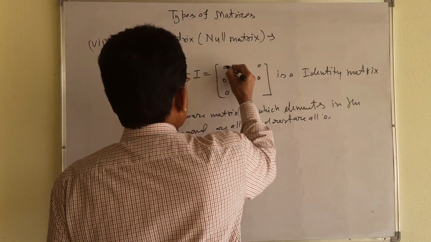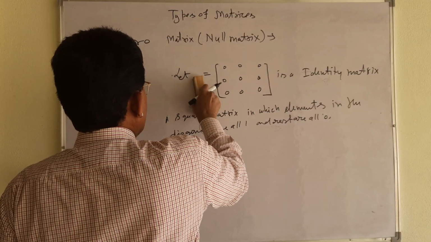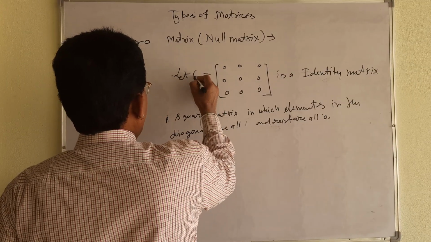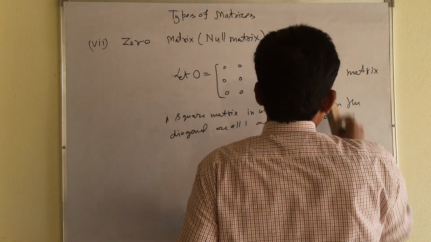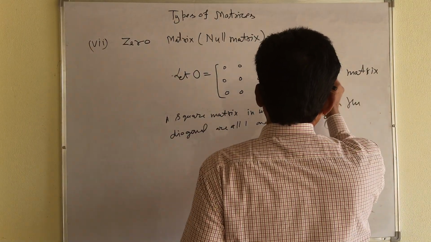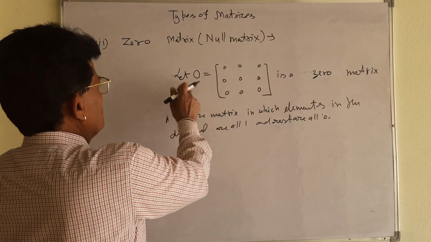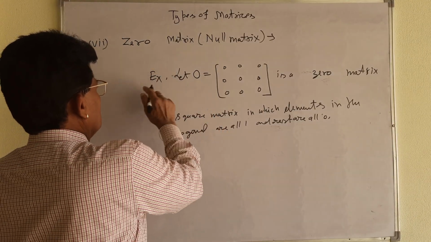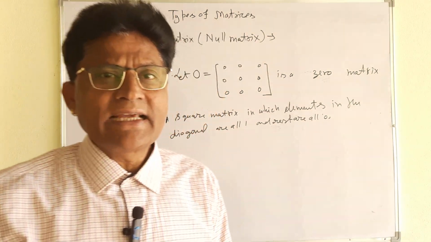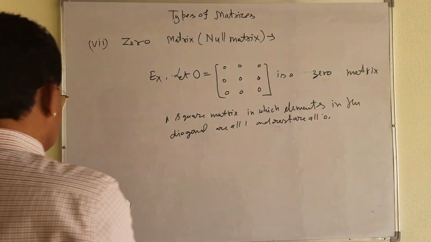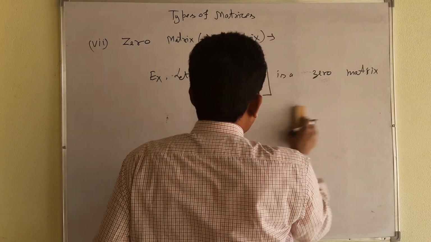A matrix in which all elements will be 0 and that is to be denoted by O is a zero matrix. This is the example of the zero matrix, you see, in which all the elements will be 0. That is a null matrix or a zero matrix. You can write the definition.